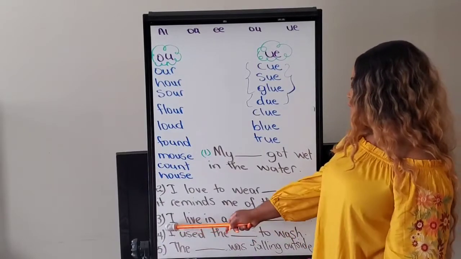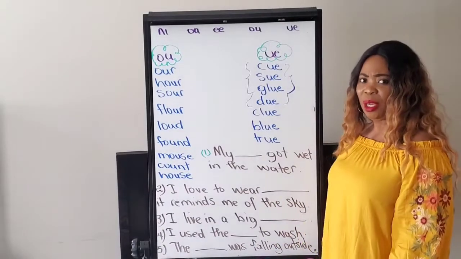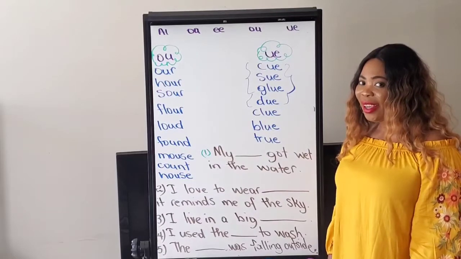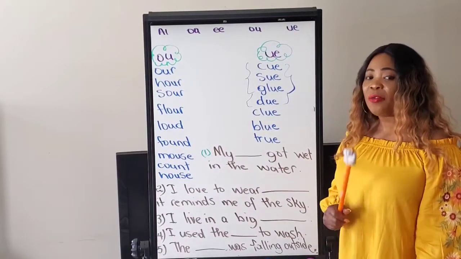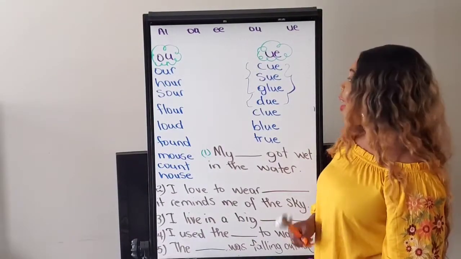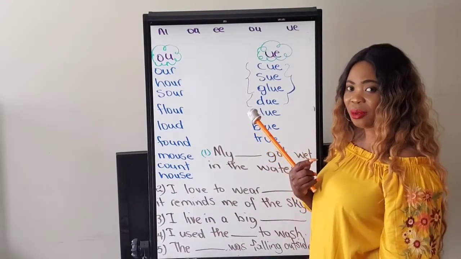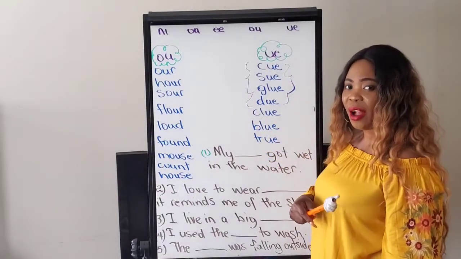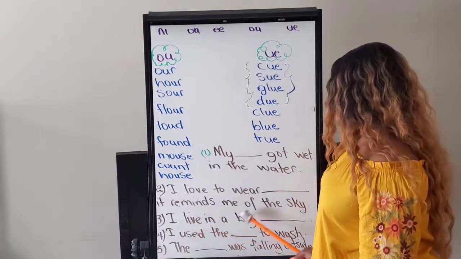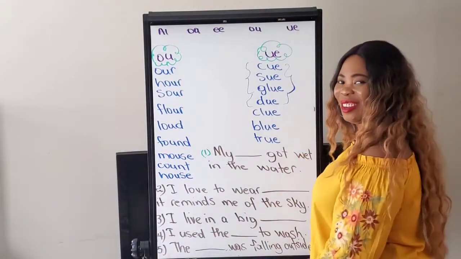All right. Next one. I live in a big dash. You don't live in a big cave, do you? No, you don't. And we did not look at cave because we looked at vowel digraphs, right? So whichever word you're providing, it should have a vowel digraph in it. Which of those words did I give to you that could go there? I live in a big house. Ding, ding, ding, ding, ding. You got it, you genius.